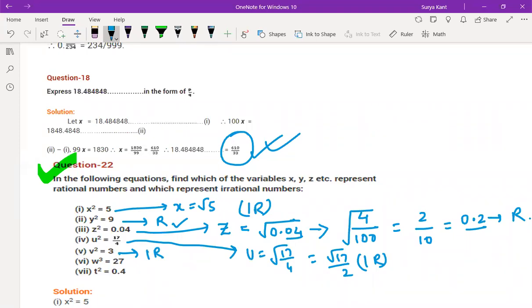What is q? W to the power 3. So this is cube root of 27. Cube root of 27 is 3. So this is what? A rational number. 3 is a rational number. Rational.